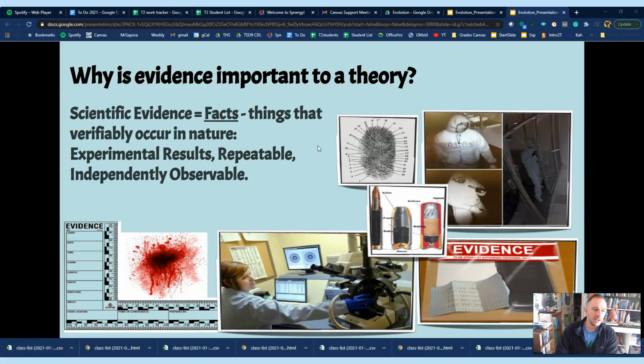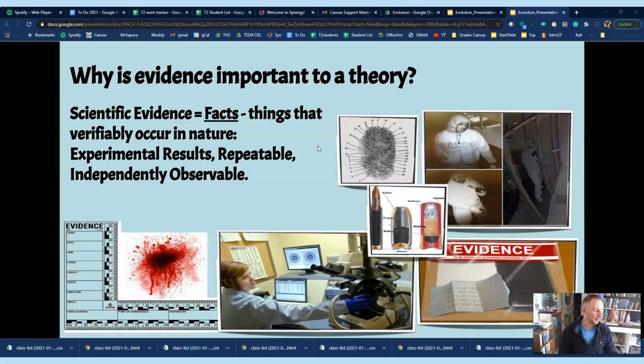So evidence in a theory, right? So we're looking at evidence right now. Evidence are facts. They are things that verifiably occur in nature. So we're not making claims that we can't back up here. We're looking at observations. We're looking at experimental results. We're looking at things that are repeatable and independently observable.